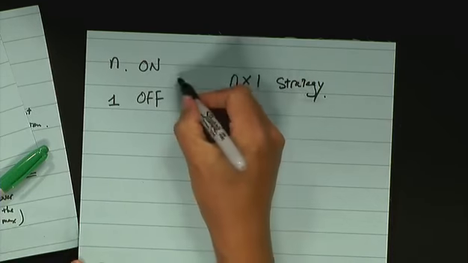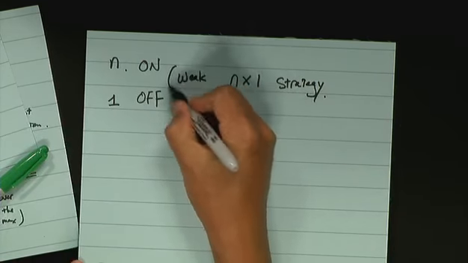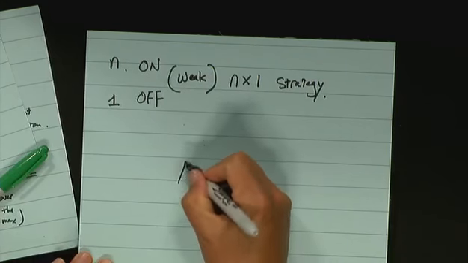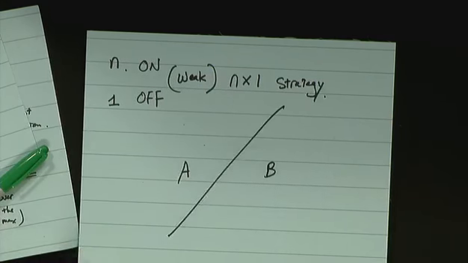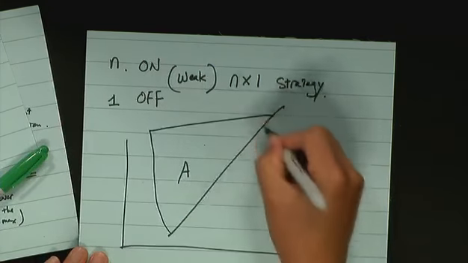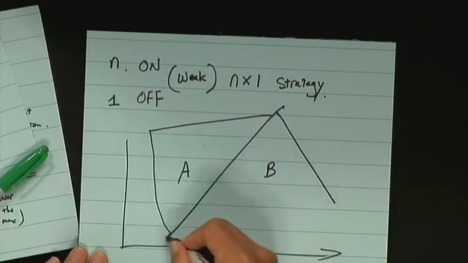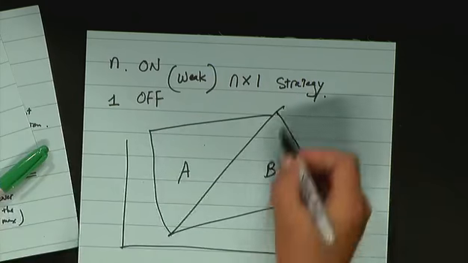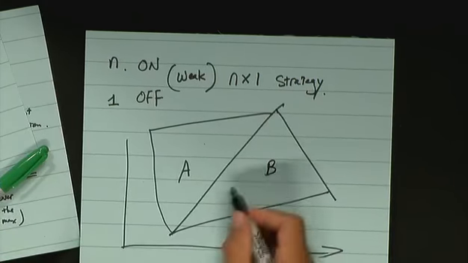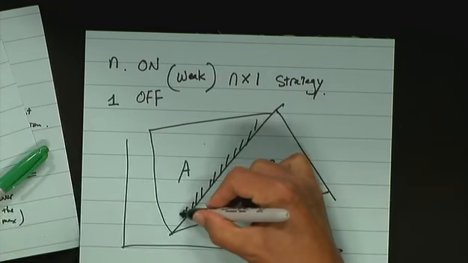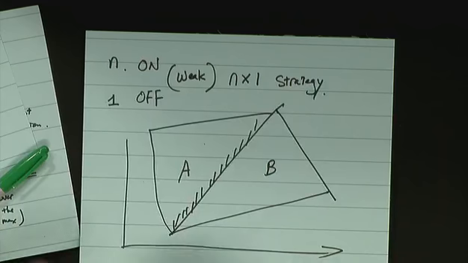Typically we call it a weak n by 1 strategy. I will explain the weak part later. So for example, now we have A and B here. This is a two-dimensional space. I have A is something like this, B is something like this. The boundary between A and B is over here. And say, for example, it's closed on A, open on B. So this is the boundary.